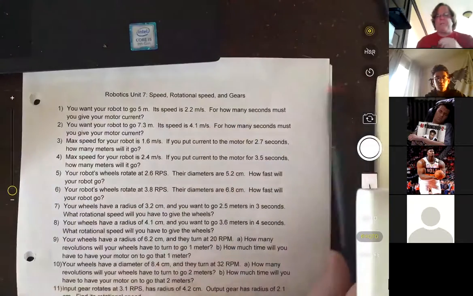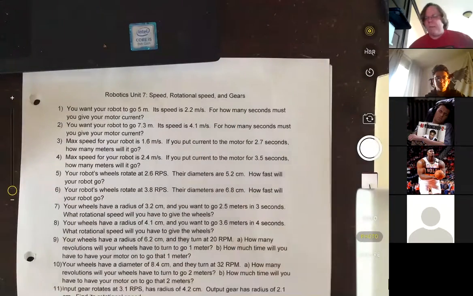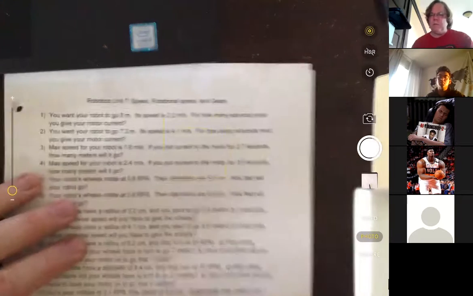And so look at the first problem. You want your robot to go 5 meters. Its speed is 2.2 meters per second. How many seconds must you give your robot current, your motor current?